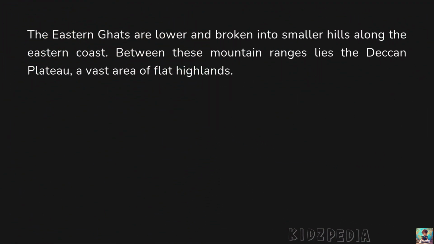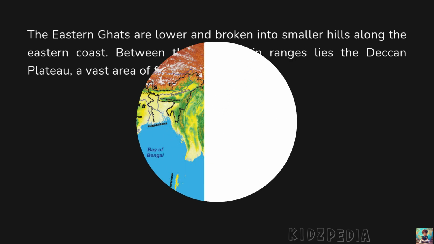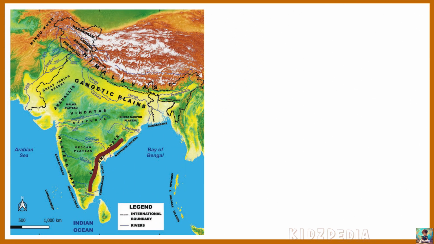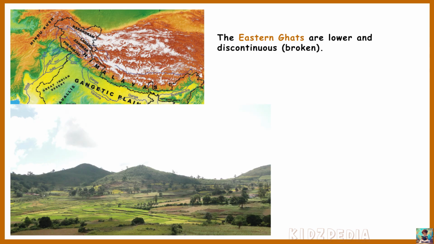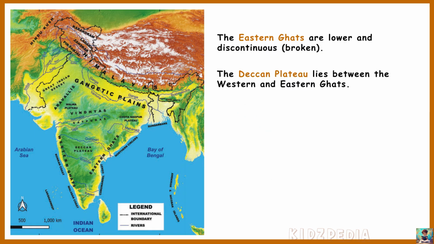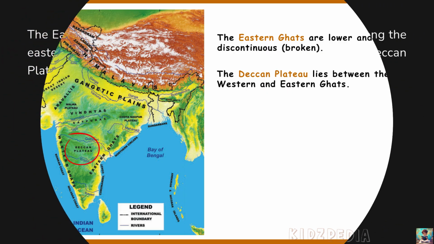The Eastern Ghats are lower and broken into smaller hills along the eastern coast. Between these mountain ranges lies the Deccan Plateau, a vast area of flat highlands. So, the Eastern Ghats are not as high as the Western Ghats and are broken into smaller hills along the eastern coast. And between the Western and Eastern Ghats lies the Deccan Plateau.